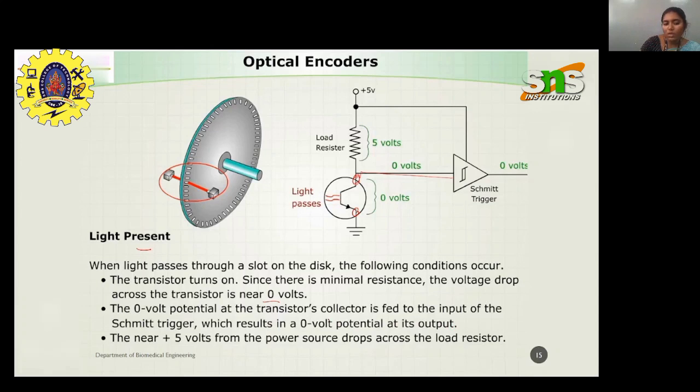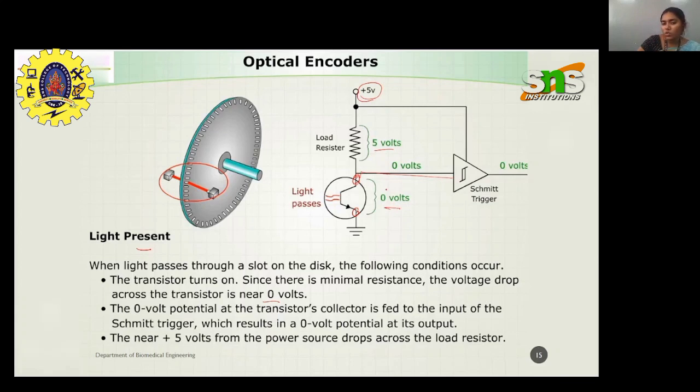Next, you will have near 5 volts from the power source, so the 5 volts drops across the load resistor. Now you have to see that the switch is on, so the phototransistor is getting activated. The light reaches the phototransistor, so it is activated and you have very minimum resistance, so the voltage drop across the transistor is 0 volts. So 0 volts, since the collector terminal is connected to the input of the Schmitt trigger.